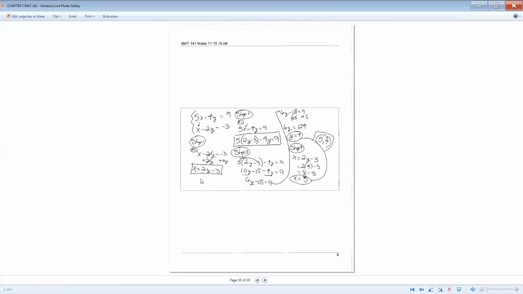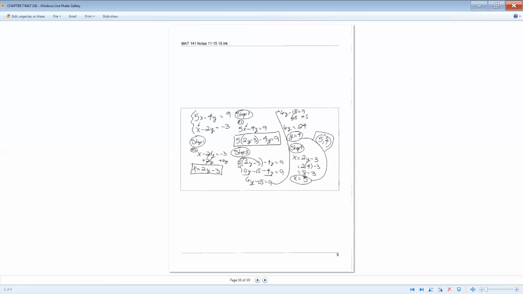So that's the end of the first step, taking one of your equations and solving for one of the variables. Notice I use this bottom equation right here. So step 2, I start off with the other equation, 5x minus 4y equal to 9. x is equal to 2y minus 3. So I take 2y minus 3 and plug it in for x. Everything else still should be a part of the equation. I have 5 times x, so there's 5 times (2y minus 3) minus 4y equal to 9. Everything else is still there. That's the end of step 2.